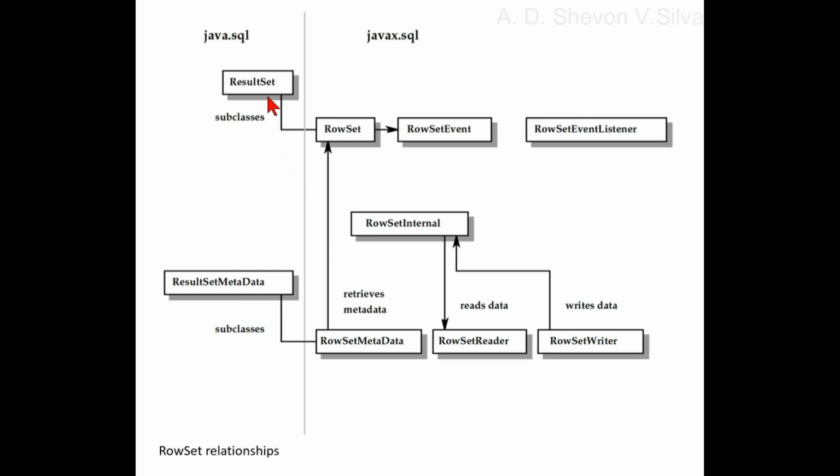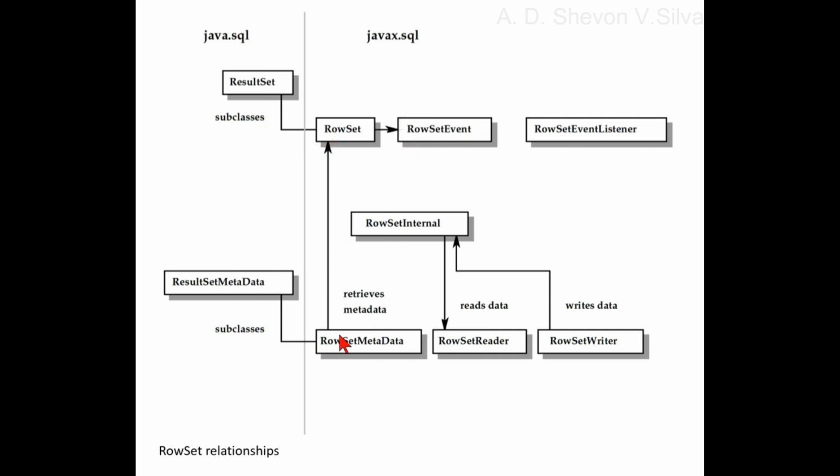Here, ResultSet and ResultSetMetaData are in the java.sql package. Here the RowSetListener, RowSetMetaData, RowSetInternal, RowSetReader, RowSetWriter are in the javax.sql package. Here the ResultSet subclasses RowSet, and RowSet is connected to RowSetEvent, and here you can see RowSetListener.